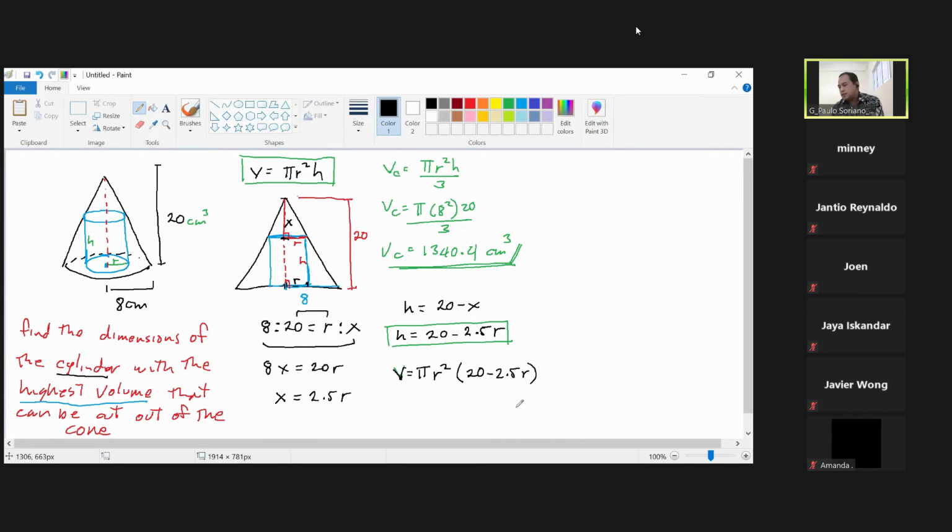Can you still follow? Yes. Okay, expand. That will now give us volume equal to 20 pi r squared minus 2.5 pi r cubed. So this is now our working formula for the volume of the cylinder in terms of the radius.